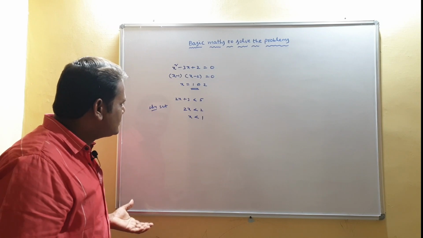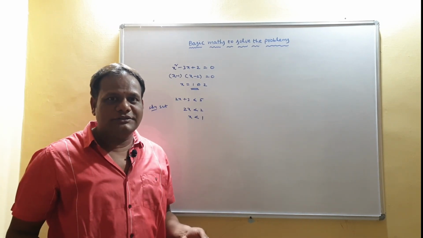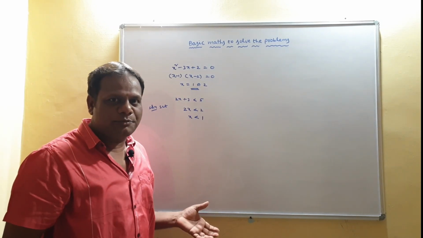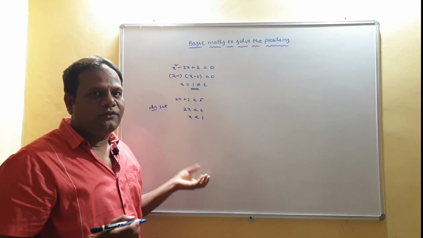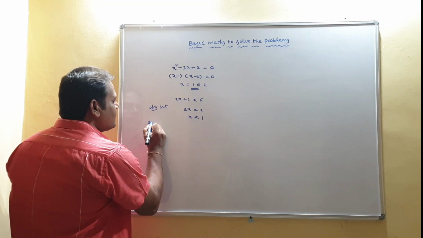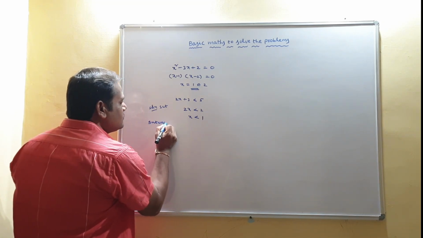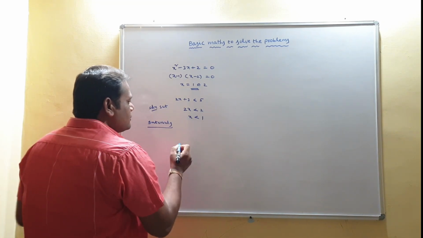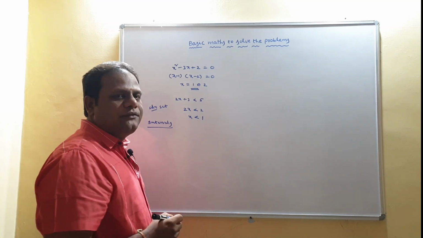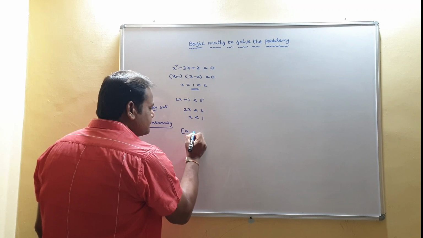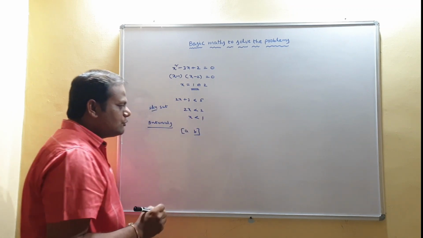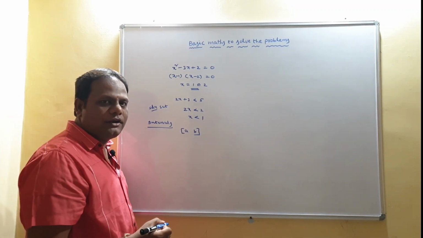So what are the solutions for this? Can you write the solutions as a list? It's not possible. That is the reason we use the concept of intervals. We have 4 types of intervals. The first is closed A, closed B. So closed interval A to closed interval B.